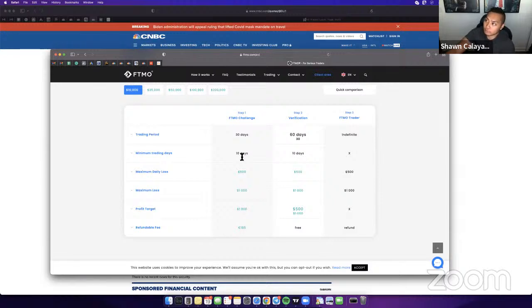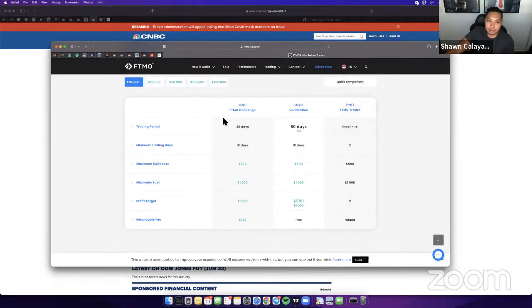So say, for example, you pass your FTMO on the very first day, right? You make your 1,000 on that very first day. If you do that, great. For the next days, just open and close a 0.01, like a penny trade, so that you can count that day. So you just need 10 minimum trading days.